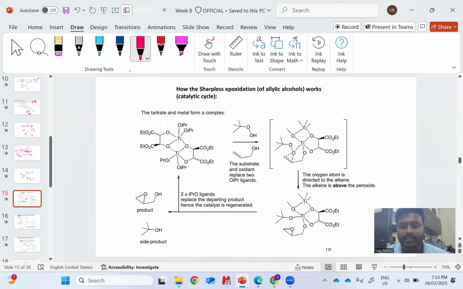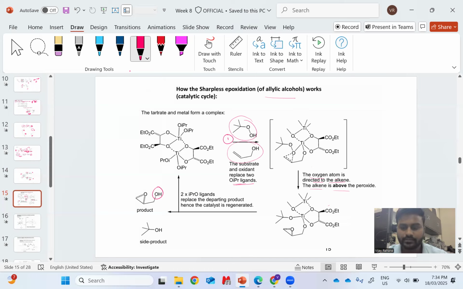So you can see here, I have written, just to summarize, how the Sharpless epoxidation of the allyl alcohol works and how the catalytic cycle works. In the first step, both the peroxide and the alcohol form an intermediate, and the substrate and oxidant replace two OiPr ligands, that's isopropoxide ligands. Further, the oxygen atom is directed to the alkene. The alkene is above the peroxide, so the oxygen atom is directed because of this hydroxy group.